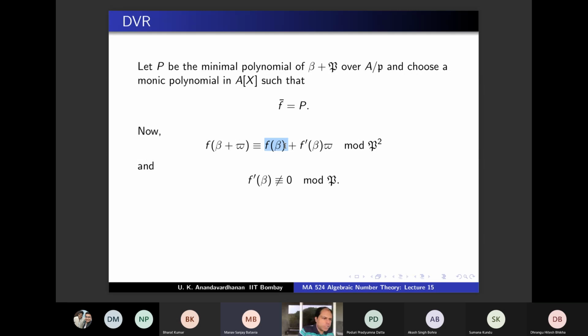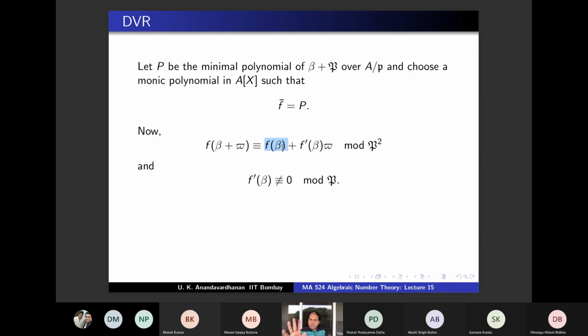Can f of beta have valuation 0? No, right? Because if you reduce mod p, you have the minimal polynomial, and f of beta plus p is 0. So f of beta certainly has positive valuation, because f is chosen such that f bar is a minimal polynomial. So this has positive valuation.